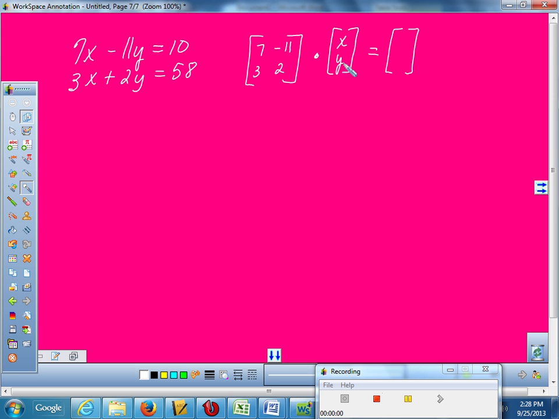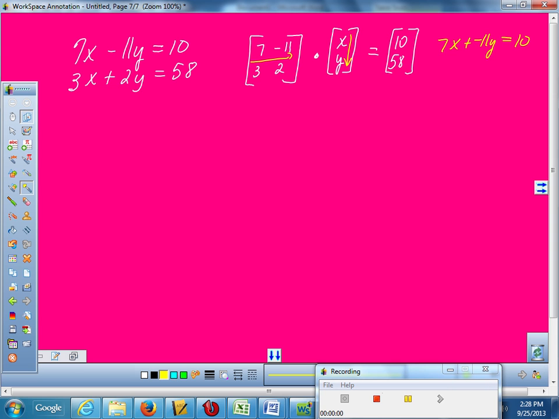10 and 58, yes. Now the reason this is cool, if you do matrix multiplication, if you take the row times the column, 7 times x plus negative 11 times y, and since that's on the top row, it would equal the 10 on the top row. So it really is recreating this equation, only in matrix form. Ooh, that's pretty slick.